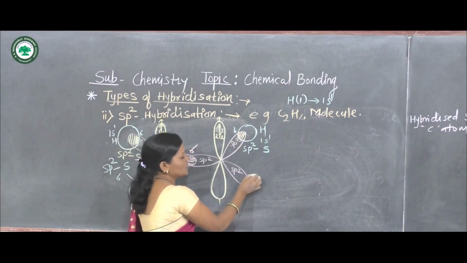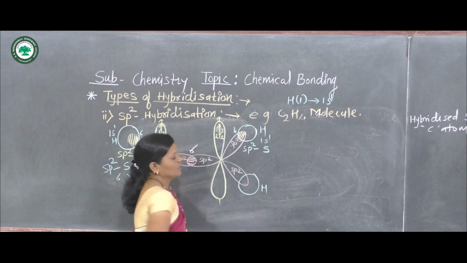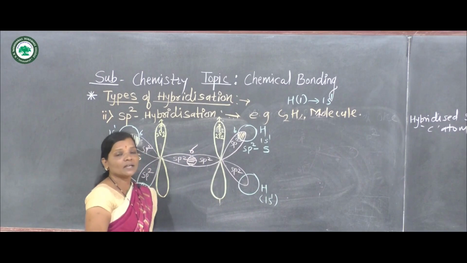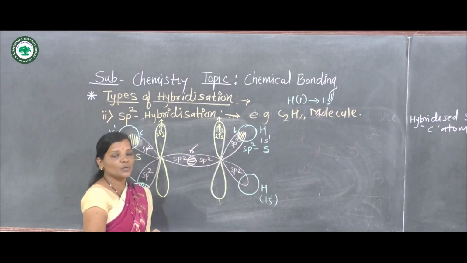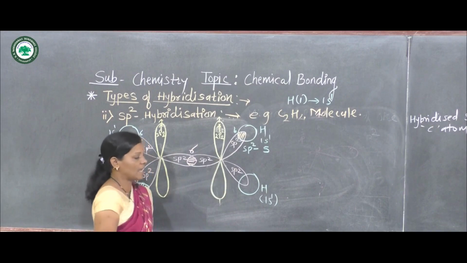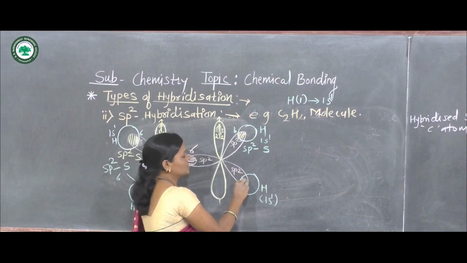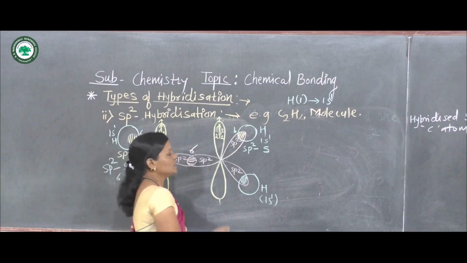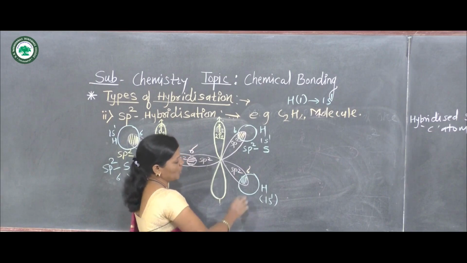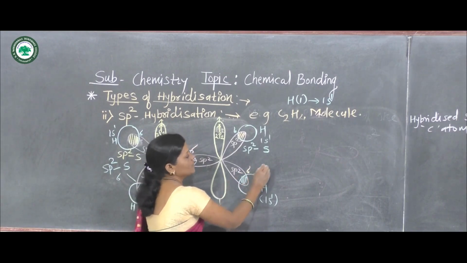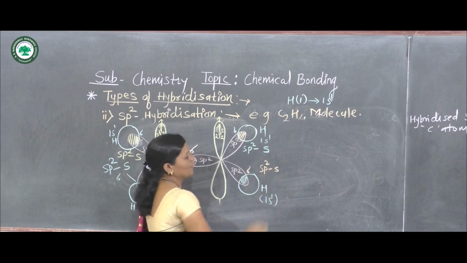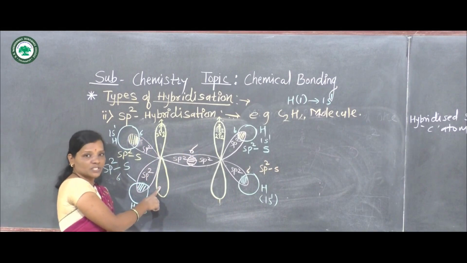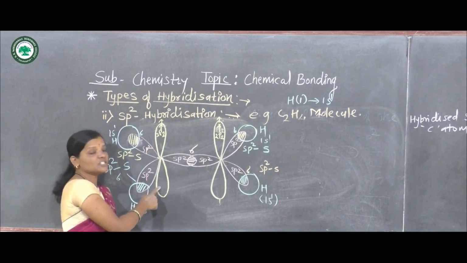Now the fourth hydrogen, which has electronic configuration 1s1, also overlaps with the third sp2 hybrid orbital of the second carbon atom. Axial overlapping takes place, so the extent of overlapping is also maximum, and the bond formed is a sigma bond, and this overlapping is sp2-s overlapping. And now here this 2pz orbital of the first carbon atom is an unhybridized orbital.